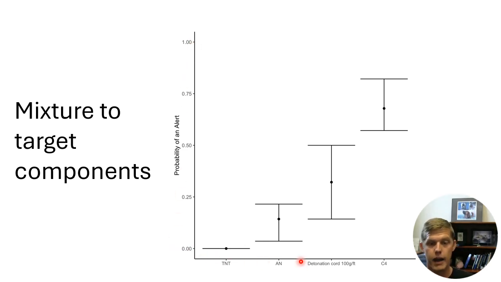If they met criterion of 90% plus accuracy on detecting the mixture, they had about a 70% probability of responding to C4. They had around a 30% probability of responding to det cord, around a 12 to 15% probability of responding to AN, and nobody responded to TNT. So essentially that mixture predominantly generated stimulus control on C4, a little bit on det cord, maybe a tiny bit on AN, and literally 0 on TNT.